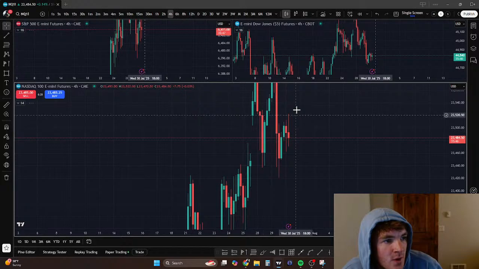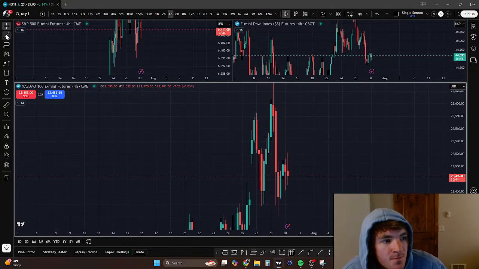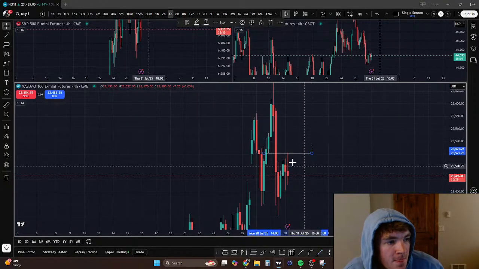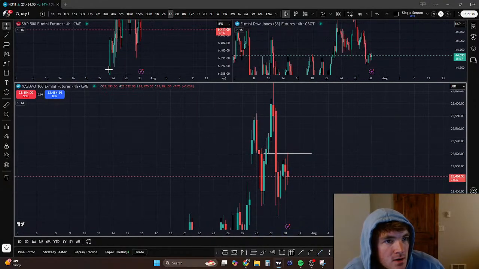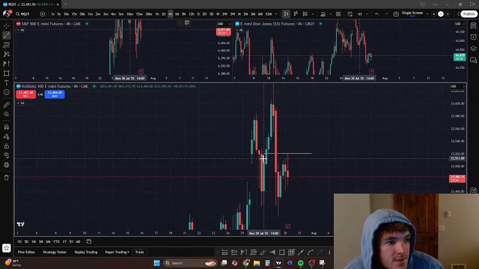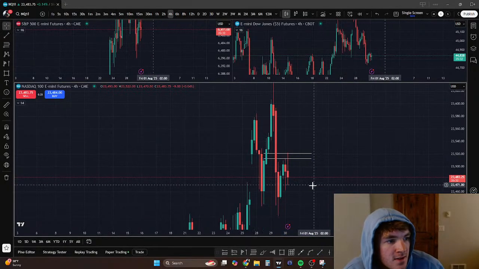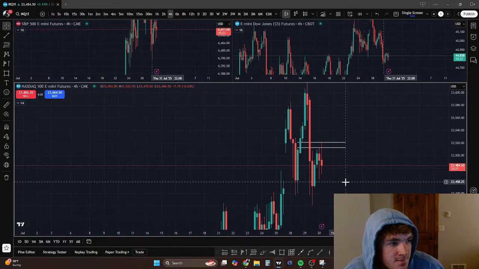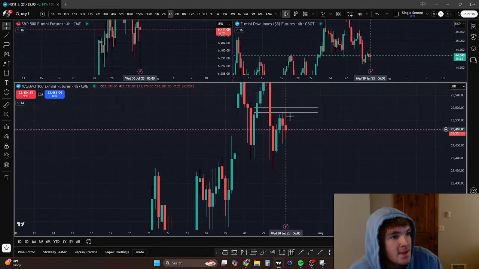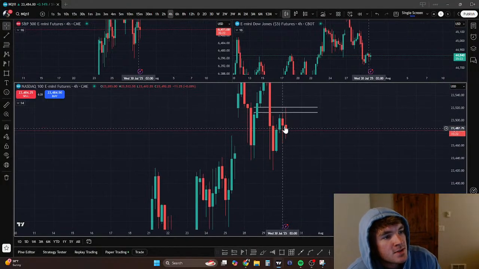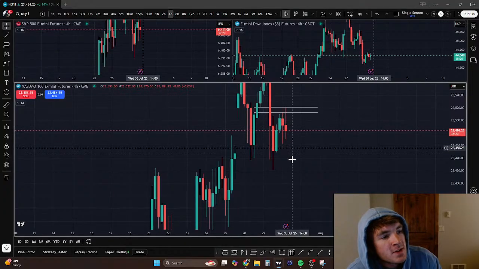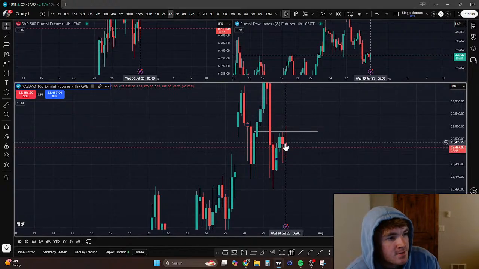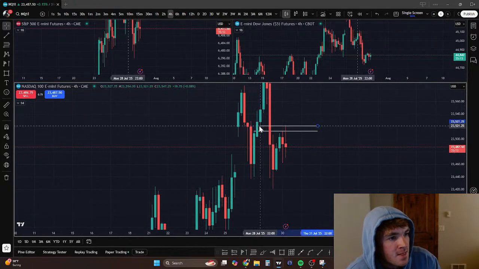Oh wait, this is a 4-hour BPR. Yeah, actually, you know what? This is a 4-hour BPR. And then this 4-hour candle swept out the high and then closed lower. So depending on how this candle closes, right? If this candle closes like this, we might be looking to trade this down lower, right? Because look at how this 4-hour candle is so far closed, right?